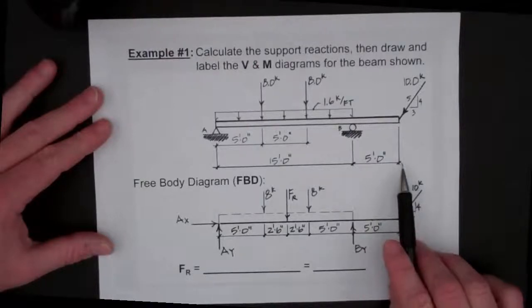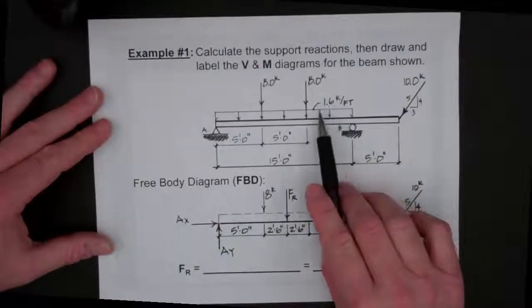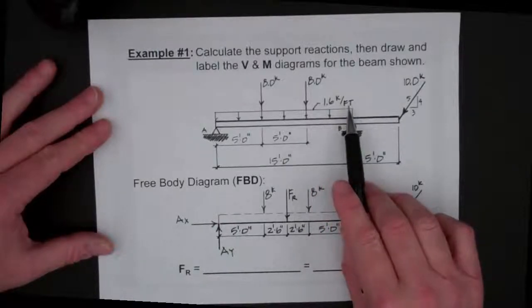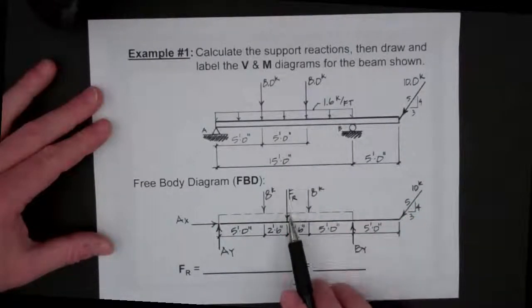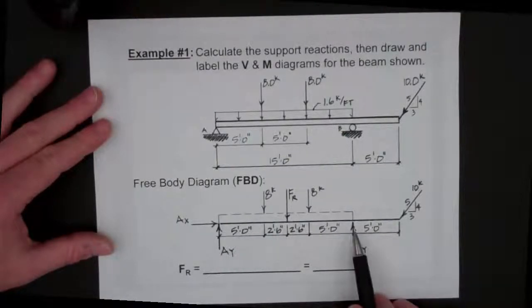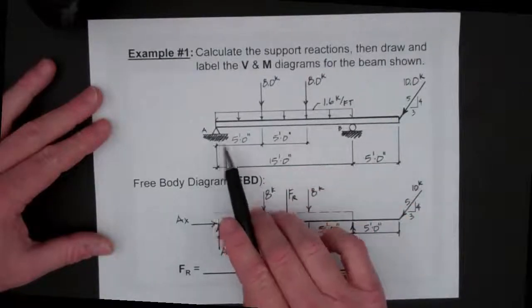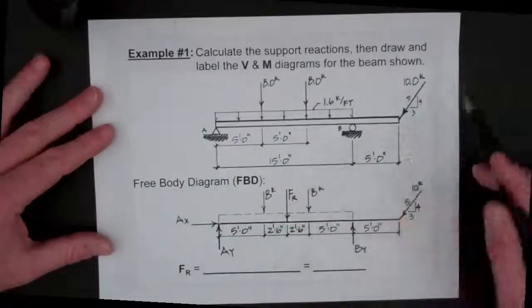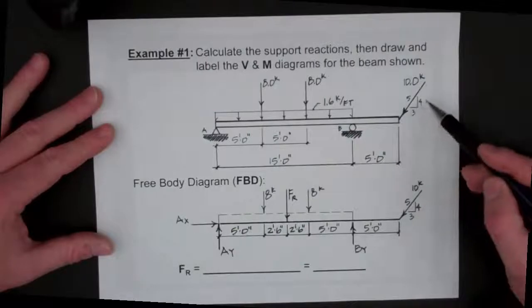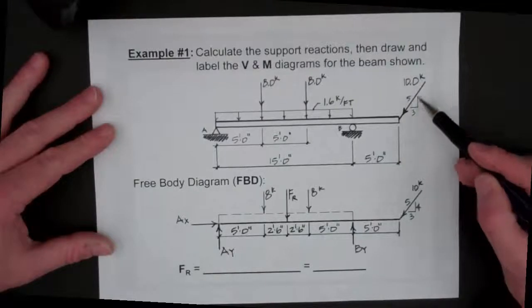We have a uniformly distributed load on the 15-foot span of 1.6 kips per foot, which we will turn into a resultant force. We have two concentrically placed 8-kip point loads that are 5 feet apart, here and here, and we have a 10-kip point load on the end over here on a slope of rise of 4 over a run of 3, which creates a 3-4-5 triangle.